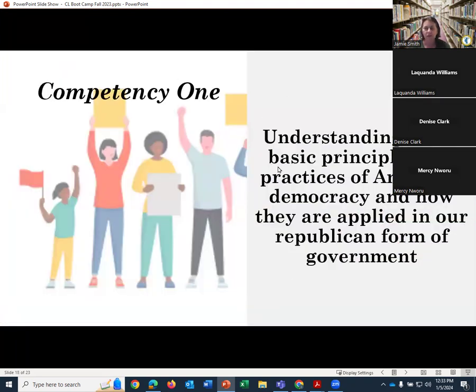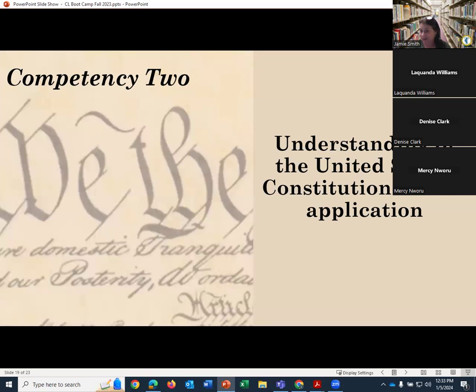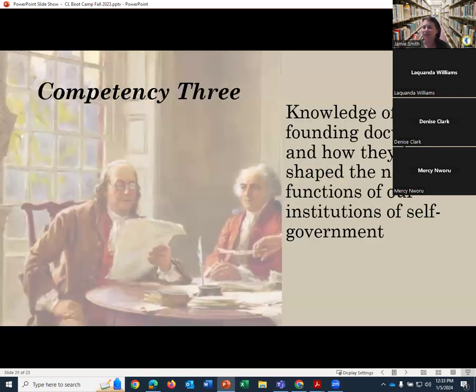And like I said, in political science, it's exactly the same objectives: understanding of the basic principles and practices of American democracy and how to apply them to a Republican form, understanding of the United States Constitution and its application, knowledge of the founding documents and how they have shaped the nature and functions of our institutions of self-government.